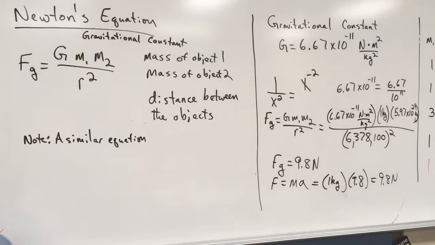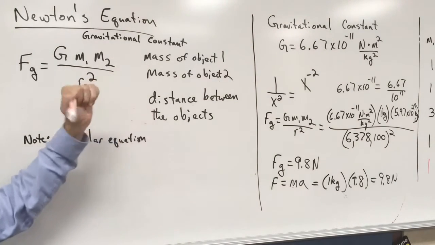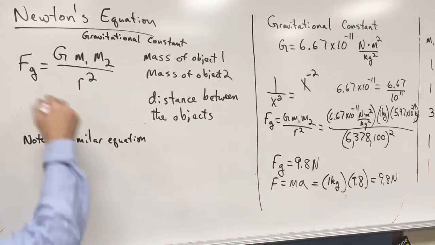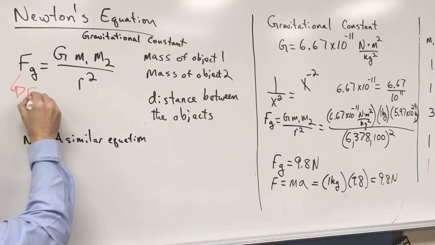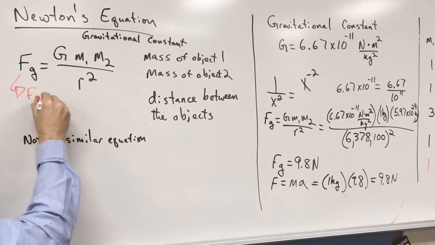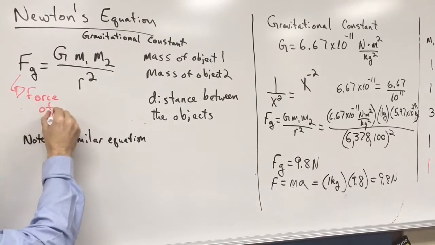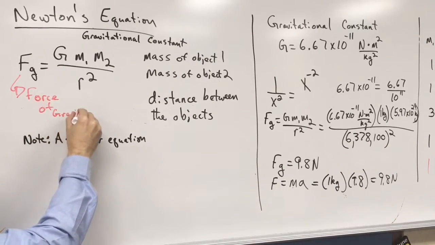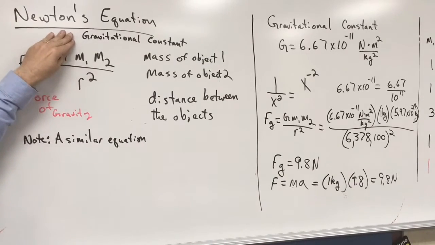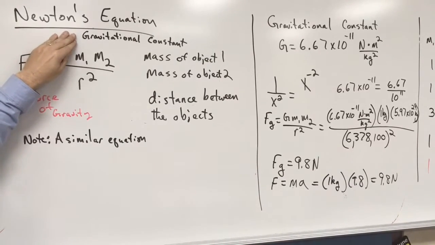So let's take a look at Newton's equation. What Newton actually said when he was talking about gravity was that we have a force of gravity, and he said it was equal to m1 times m2 divided by the radius or distance between the objects squared.